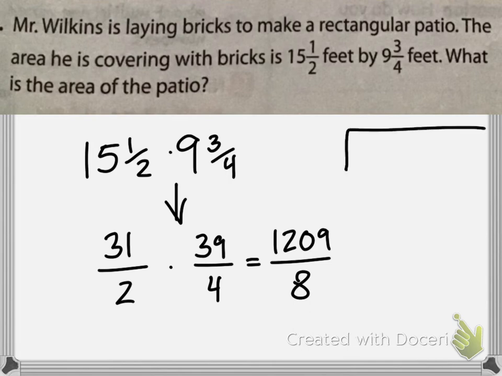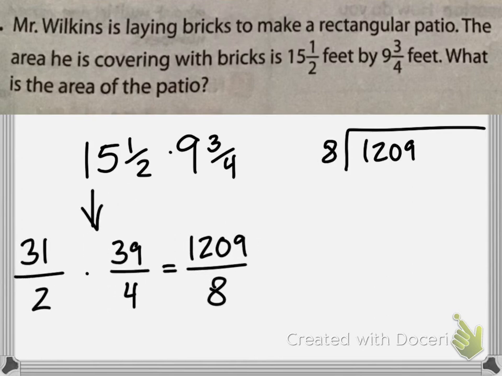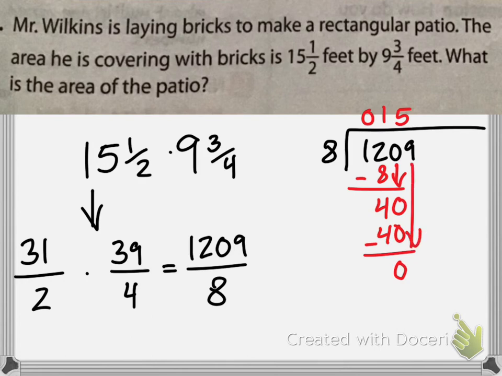This is when we can use our long division with our remainder to solve it. 1, 2, 0, 9, divided by 8. I want to turn this into a mixed number. So 8 goes into 1 0 times. It goes into 12 1 time. That's 8, 4. I bring this down, I get 40. It goes into 40 5 times. That's 40. I bring this down, I get 0. It goes into 9 1 time. That's 8, and I have 1.